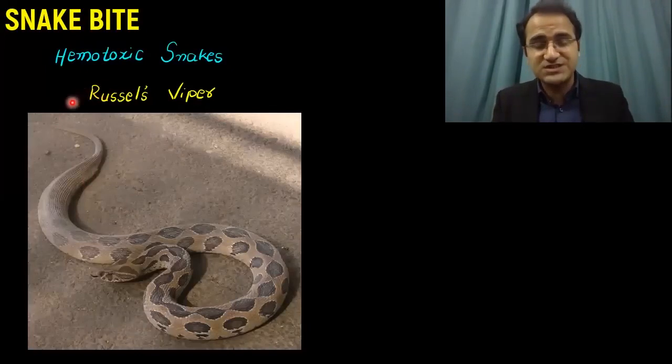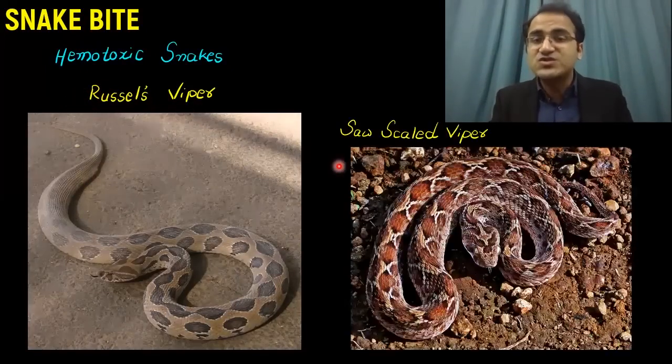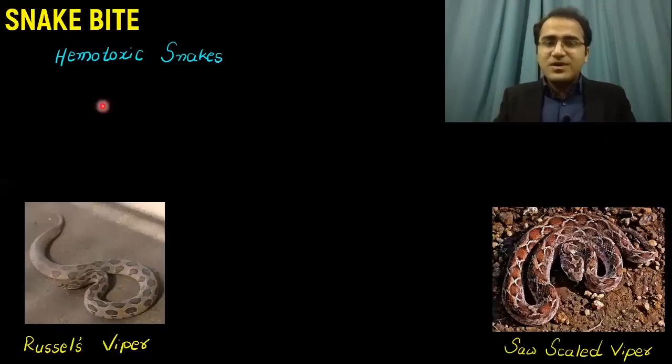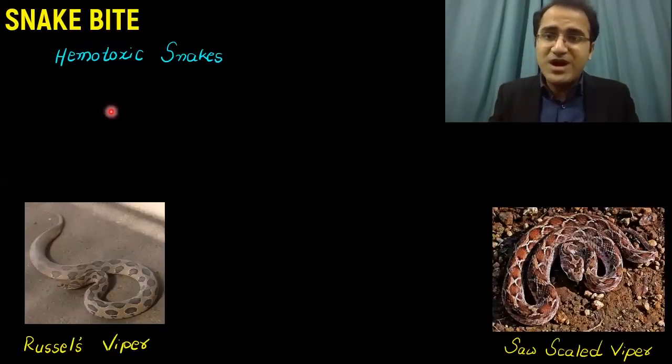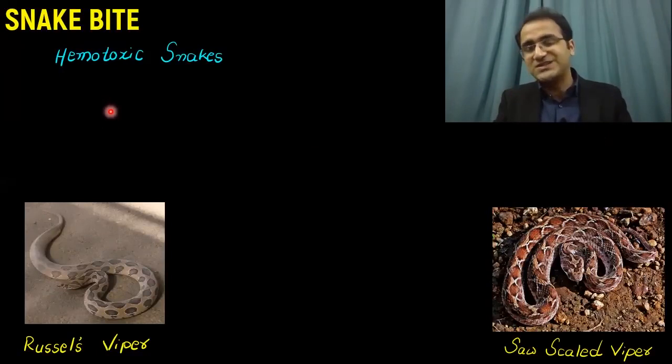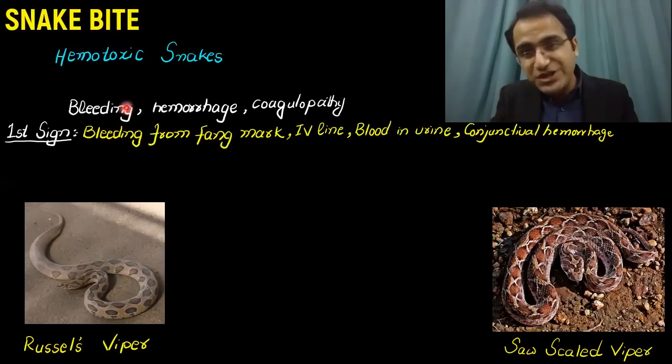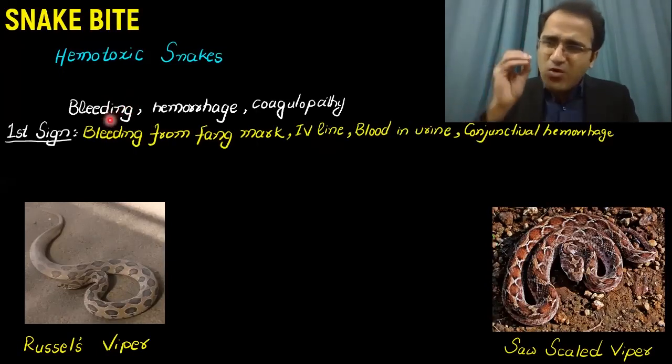Coming to the hemotoxic snakes, they include Russell's viper and saw-scaled viper. They make their prey bleed to death. They cause coagulopathy, bleeding, and hemorrhage.